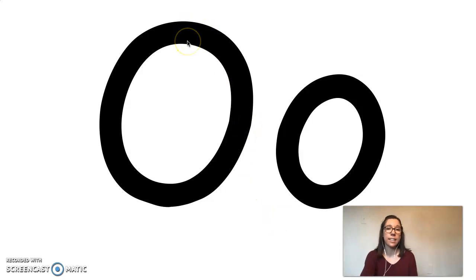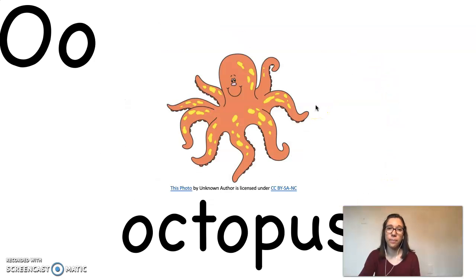O is one of the easiest letters to draw as it is simply one big circle and one small circle for the upper and lowercase letters. O is a vowel, meaning it has two sounds. O's short sound is aw, as in octopus. Aw, aw. O is aw, aw, octopus.